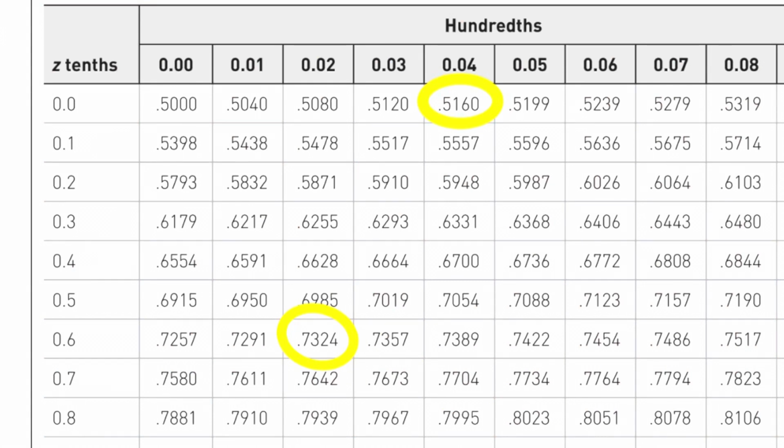I'm going to start by looking at the column for my z-score in the tenths place, which is 0.0. Then I will go across that row until I find the number that corresponds to my z-score in the hundredths place, which is 0.04. That is where I will find my percentile is the 51st.